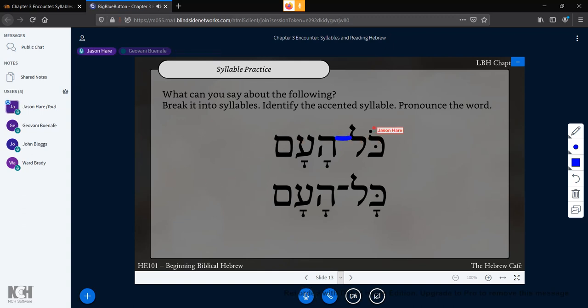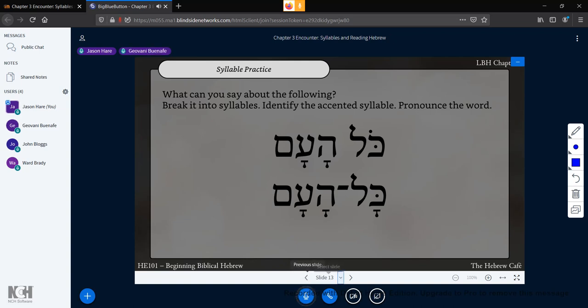Okay, so this O that is long here drops down here because it's unaccented and becomes kol. But it sounds exactly the same. It's just the short form of the vowel. Kol ha'am, kol ha'am. Giovanni, did you get that, or does it need some more explanation? Yeah, I think I need more explanation of that.